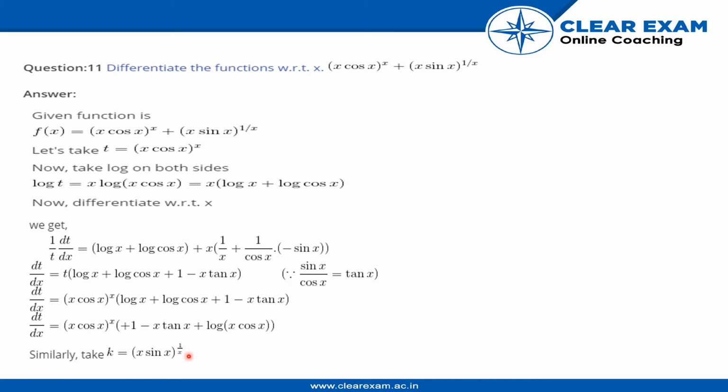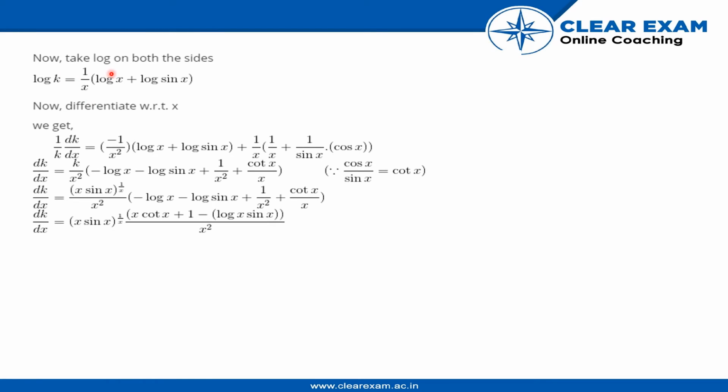Similarly, take the second term (x sin x)^(1/x) equals k. Natural logarithm on both the sides, we get log k equals 1/x into (log x plus log sin x). Differentiating both the sides with respect to x, we get (1/k) dk/dx equals, use product rule on the RHS.